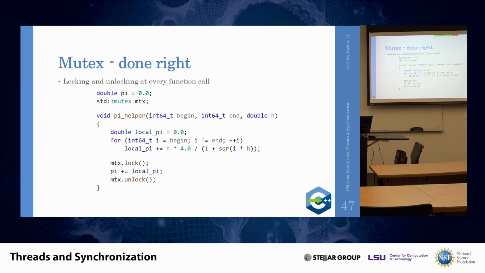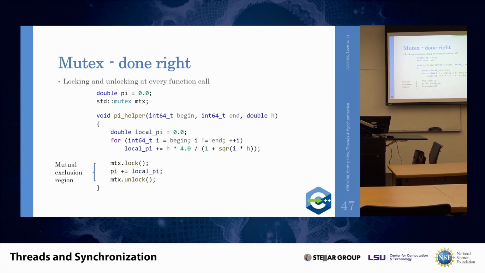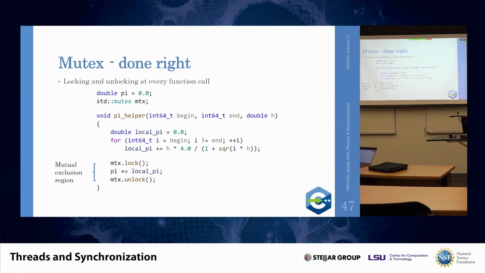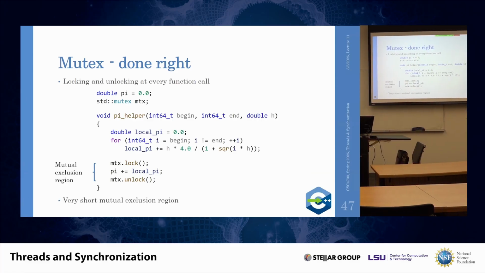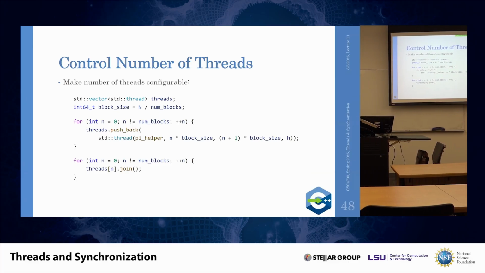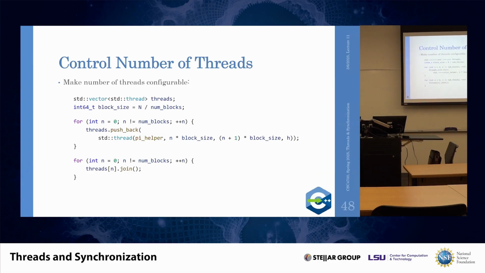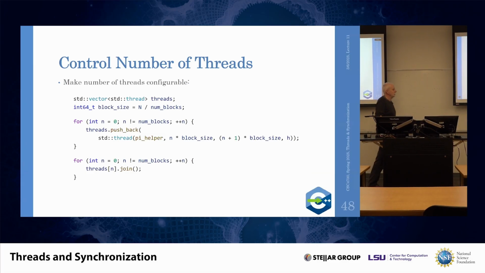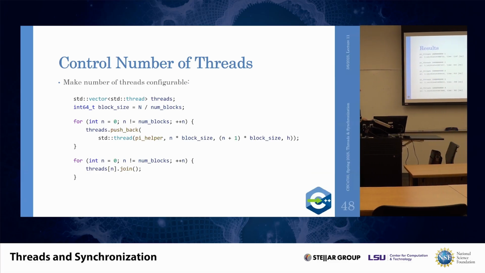Okay, so we found the solution. Things work. We really get good speed up. Things are parallelizing very well. And now this is our mutual exclusion region, which is very small because all it does is add two doubles. This is just a piece of code that allows us to control the number of threads, just for your reference. If you want to have a look at that, nothing special there.